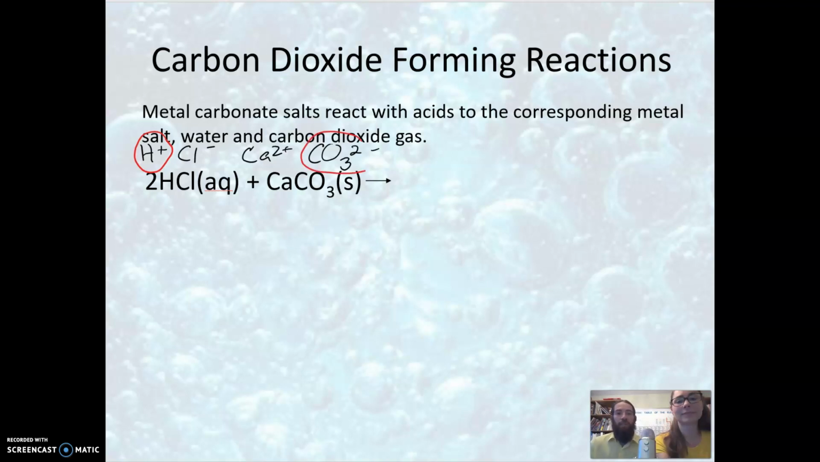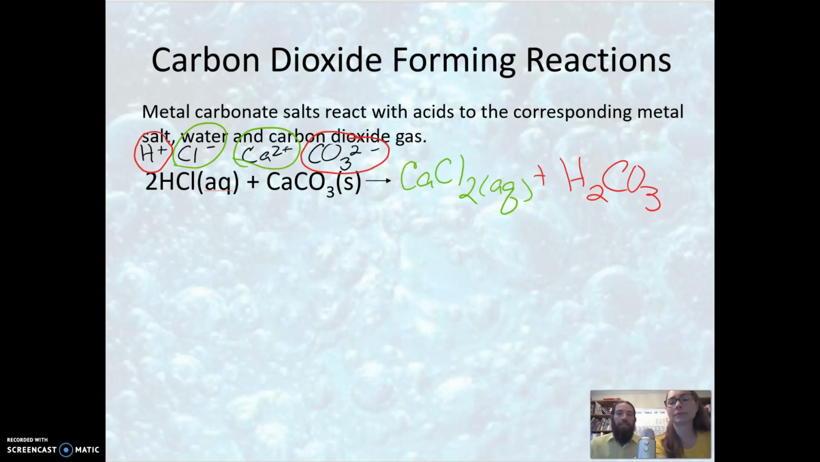So we're going to draw our ions up at the top. We're going to switch the cations. I like to just say switch the cations. So the calcium is now going to go with the chloride ion. I need 2 of those to make a neutral compound. I go to my solubility chart, and that is aqueous. That would be aqueous in water. Soluble, yeah. Now I've got my hydrogen going with the carbonate ion. So I need 2 hydrogens, and I make H2CO3.